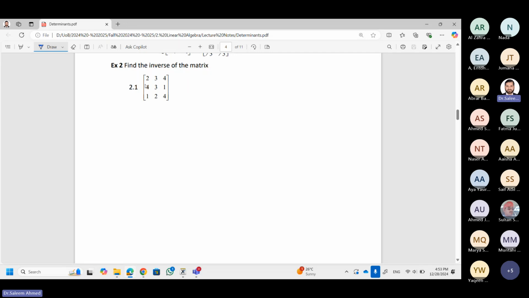So here, what you will do, you will write C11. First of all, you will find the determinant. If the determinant is 0, of course, there is no inverse. So the determinant has to be non-zero.